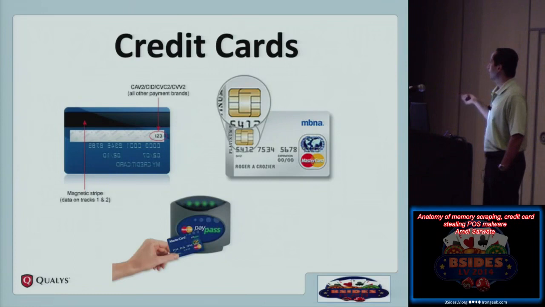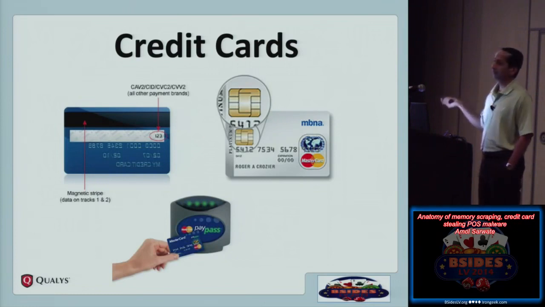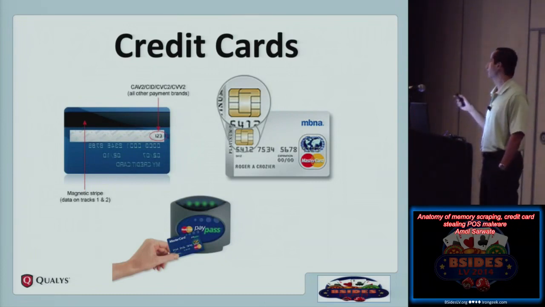The second type of credit card is the chip and pin credit card, which is not found in the US as of yet, but it's coming pretty soon.